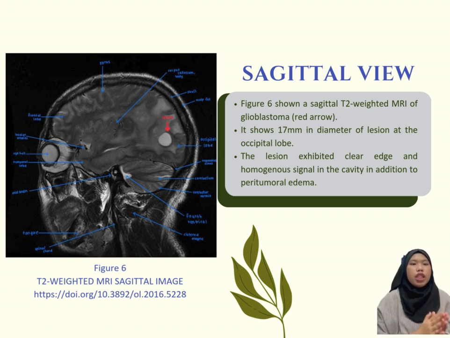This is the sagittal view in MRI for glioblastoma. Figure 6 shows a sagittal T2 weighted MRI image of glioblastoma, marked by the red arrow. In this image, it shows a lesion 17 mm in diameter at the occipital lobe. The lesion exhibited clear edges and homogeneous thickness in the cavity, in addition to peritumoral edema.